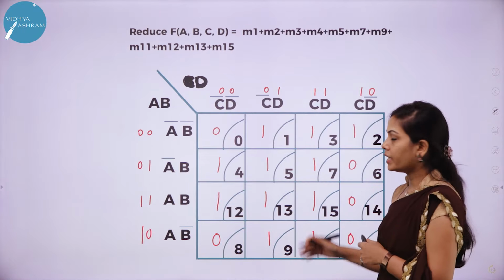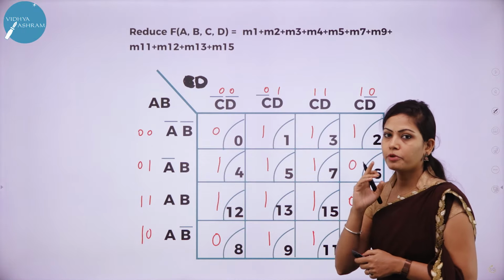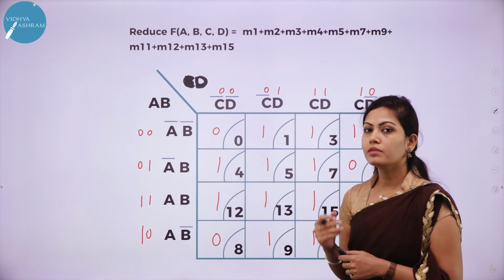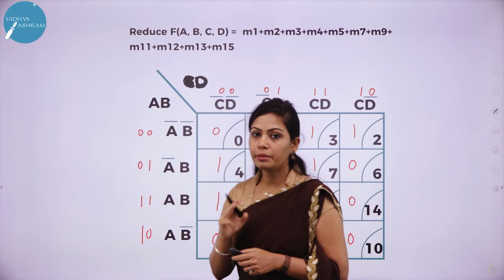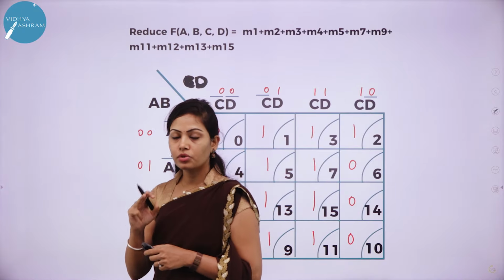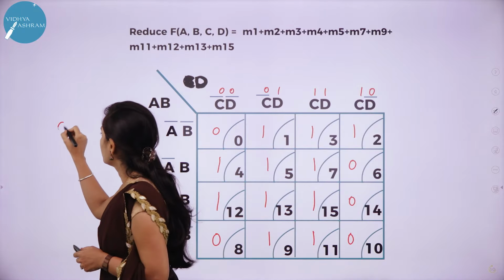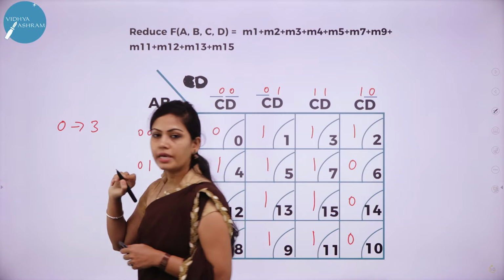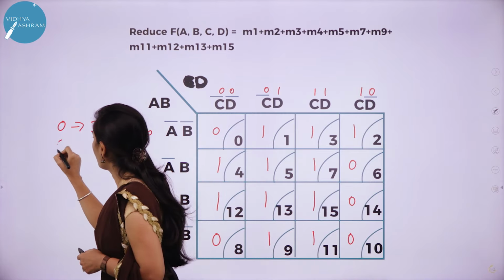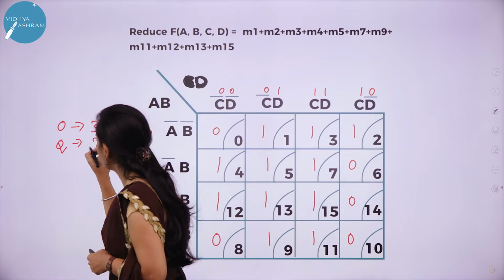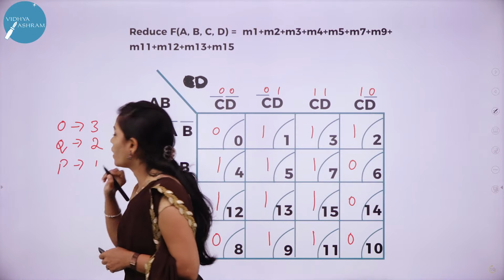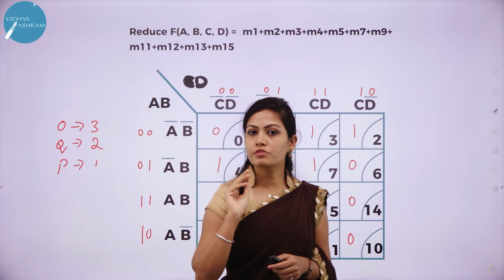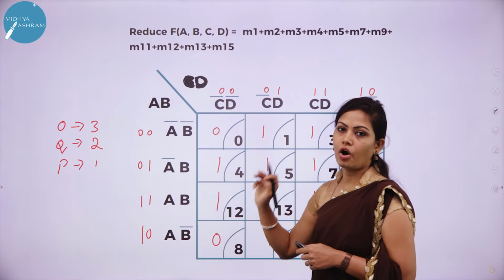Here, is there any octet? First you should give preference to octet, then quad, then pair. If you get any octet, you can eliminate 3 variables. For a quad, you can eliminate 2 variables. For a pair, you can eliminate 1 variable. So first we should give the preference to octet.